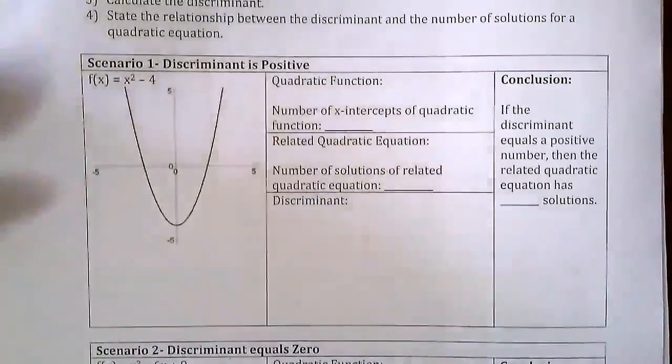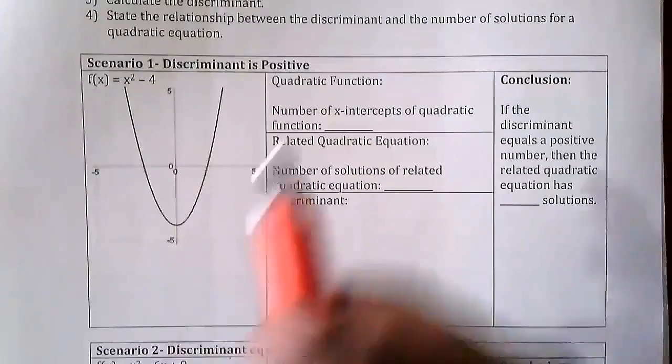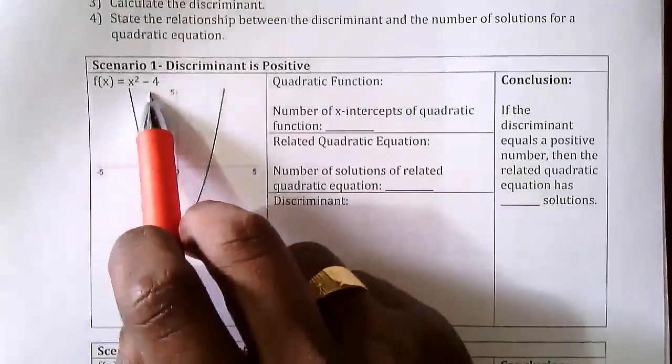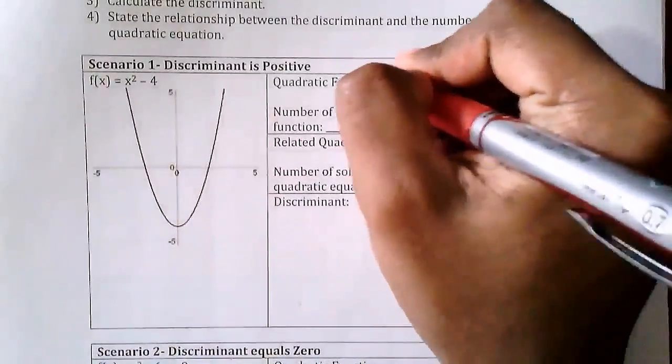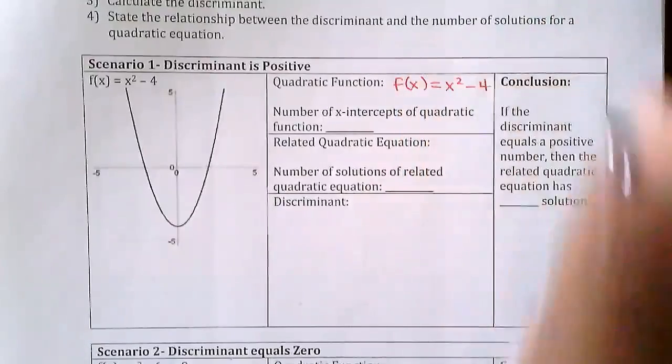So the first scenario, I've already categorized the scenario for you. Discriminant is positive, but let's see what that actually means. Okay, so let's start by writing out the quadratic function. The function is written here for you, so all we're doing is we're copying it down. F of x is equal to x squared minus 4.